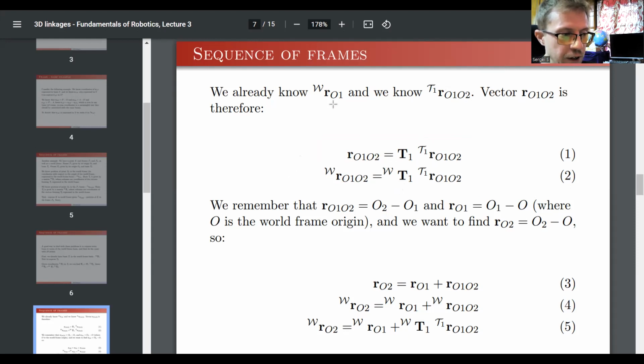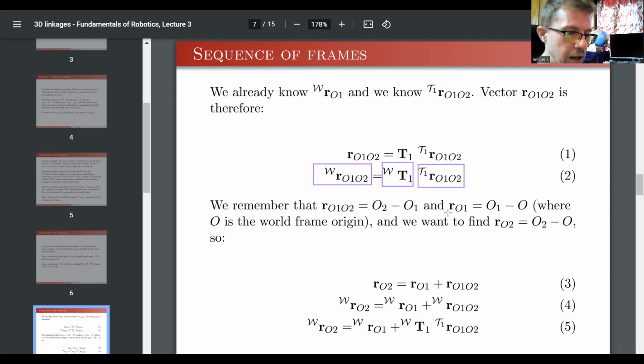What we have here is a matrix we were given. That is a given matrix that we just know. This is also a given. This we also know. So we multiply them and we get the answer. What I'm trying to say is you don't have to know anything about the world frame to evaluate this vector in the world frame.